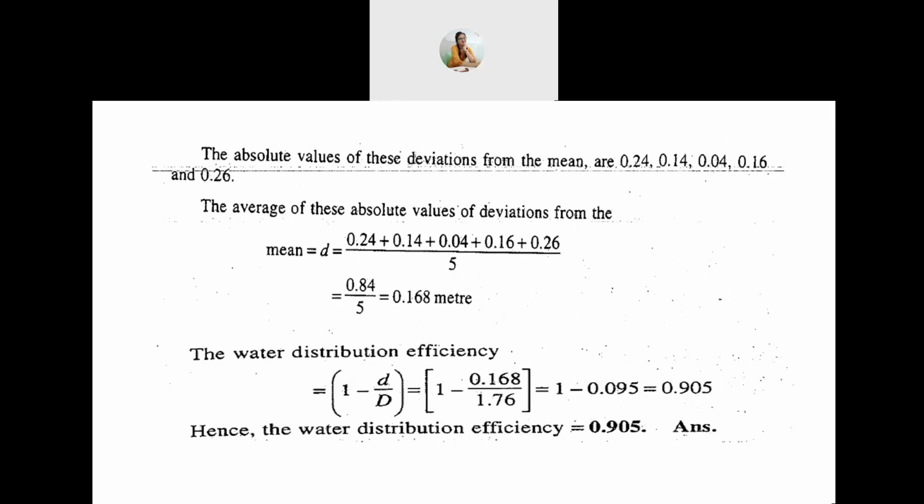Now the water distribution efficiency, whose formula is 1 minus small d by capital D, is equal to 1 minus small d, which we found out as 0.168 meters, divided by capital D, which is found out to be 1.76 meters. By computing, we found the answer is 0.905. Hence, the water distribution efficiency is found to be 0.905.